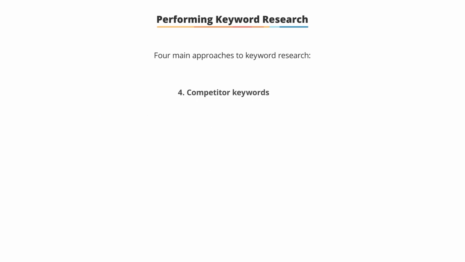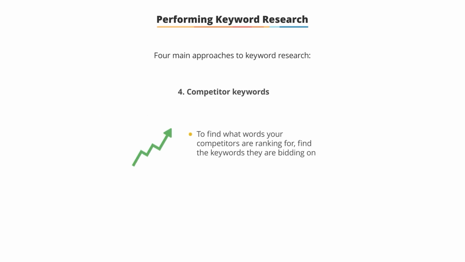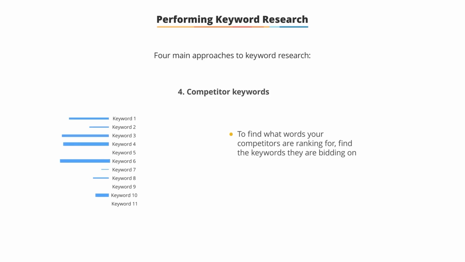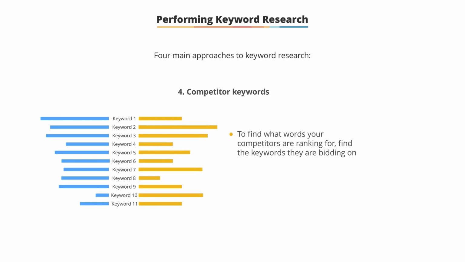The last one is competitor keywords. In an ideal world, you could just ask your competitors, what are you ranking for? But in the real world, nobody's going to tell you. So you have to go a roundabout way of doing this. Now, you could look at other paid search tools, and they'll show you what your competitors are bidding on. And from those, you can figure out their strategy.